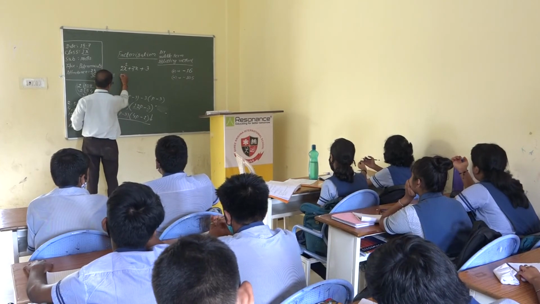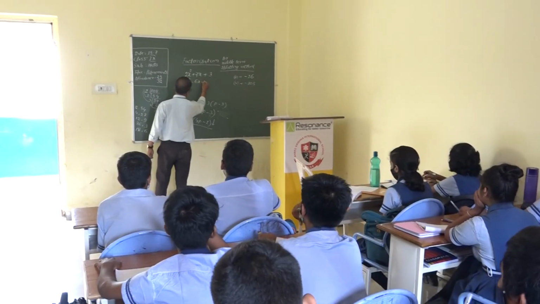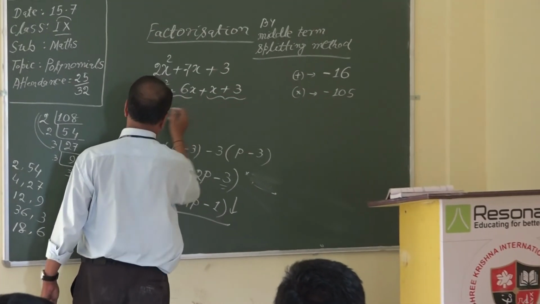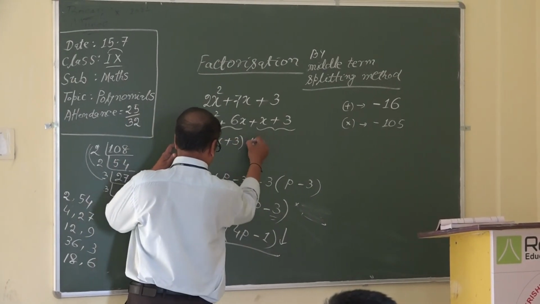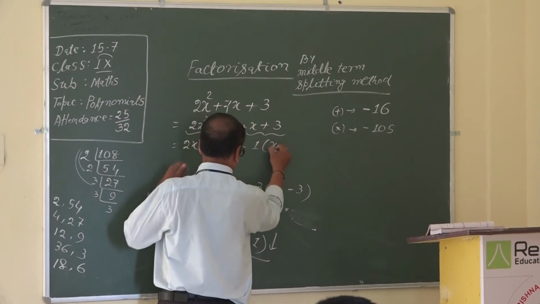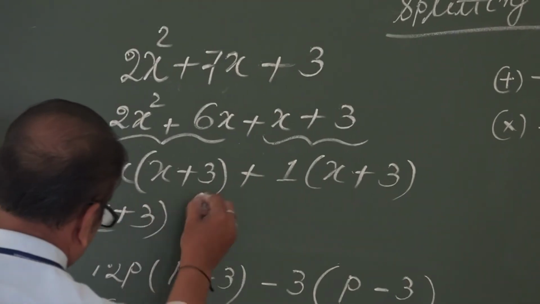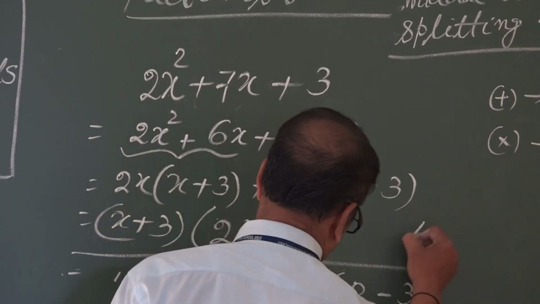So this is equal to 2x square plus 6x plus x plus 3. And from these two, you take 2x common, it is x plus 3. Here 1 common, it is x plus 3. So this is equal to x plus 3 into 2x plus 1. And this is your answer.